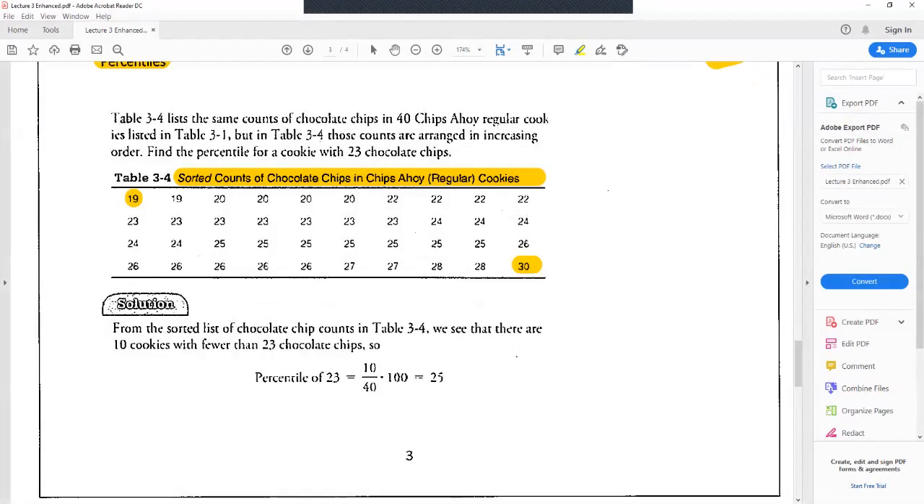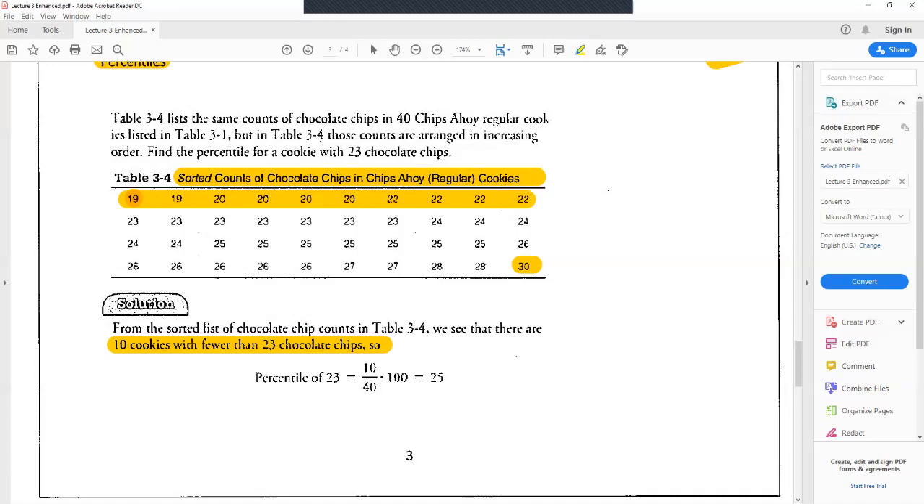Well, let me think about that again. Let me read the problem. It says, from the sorted list of chocolate chip counts in the table, we see that there are 10 cookies with fewer than 23 chocolate chips. Okay. So where are the 23 chocolate chips? Well, all of the 23 chocolate chips are at the beginning of the second row, right? But if we want to know how many cookies have less than 23 chocolate chips, that would be this entire first row. So let's say there are 1, 2, 3, 4, 5, 6, 7, 8, 9, 10. 10 cookies have less than 23 chips.